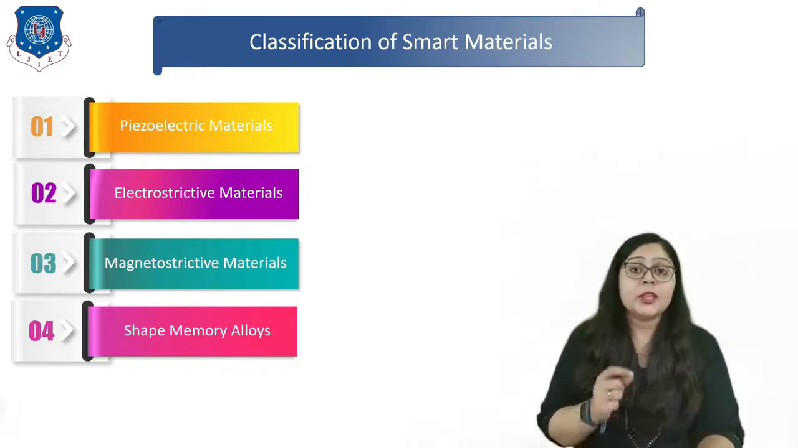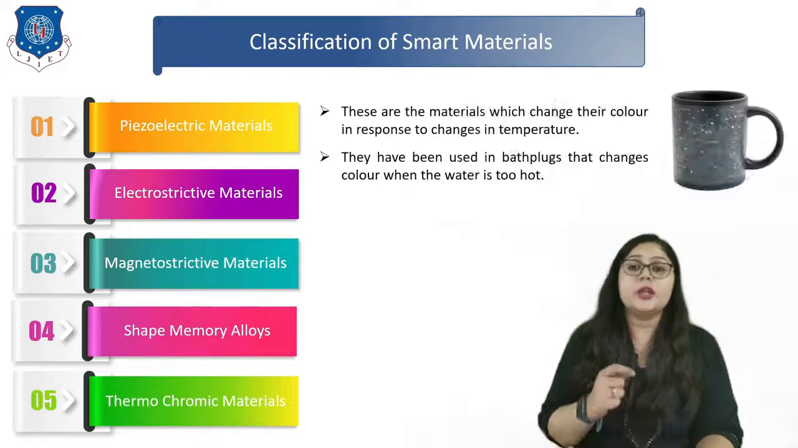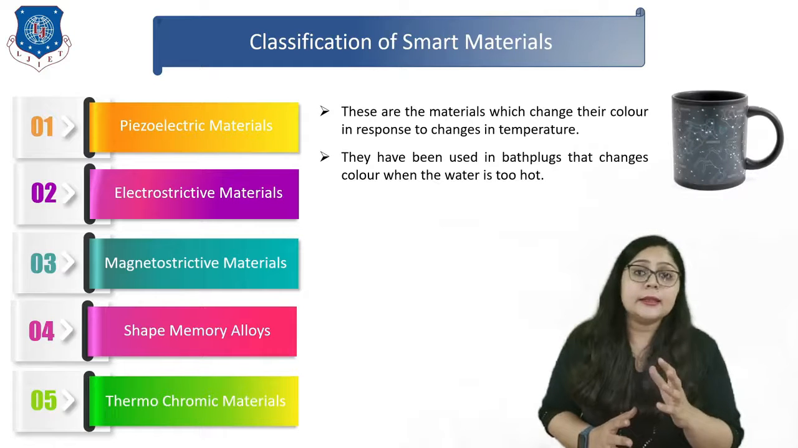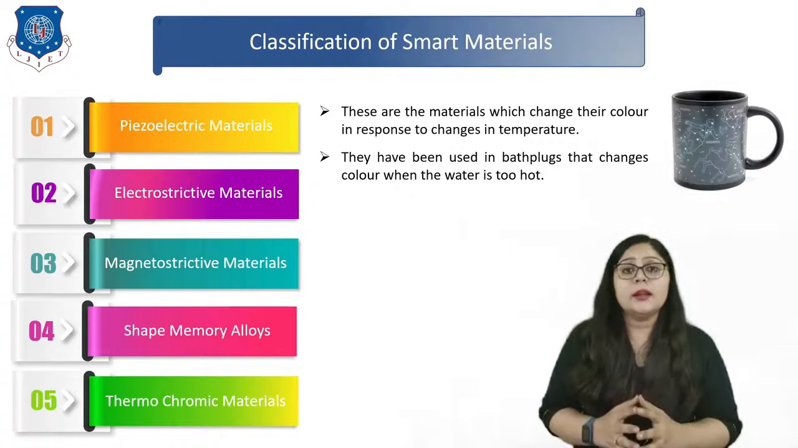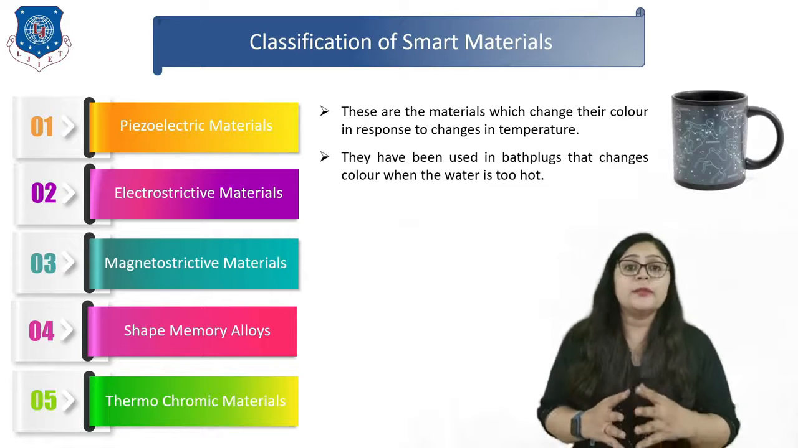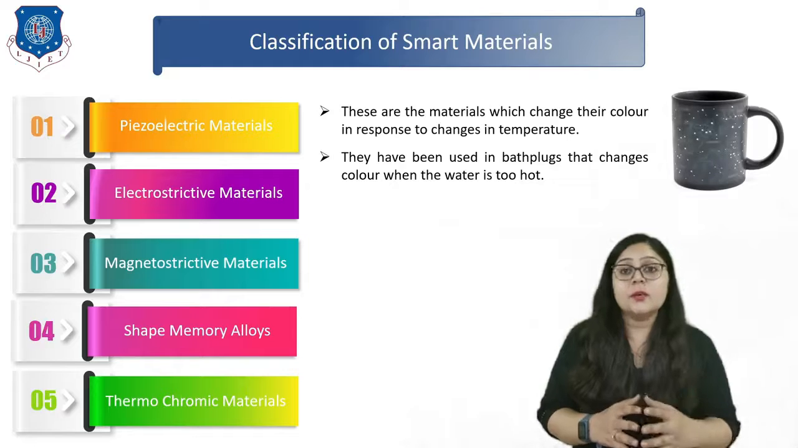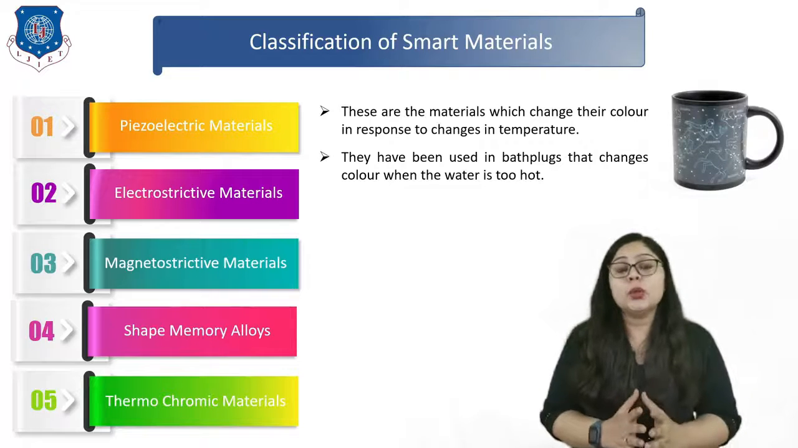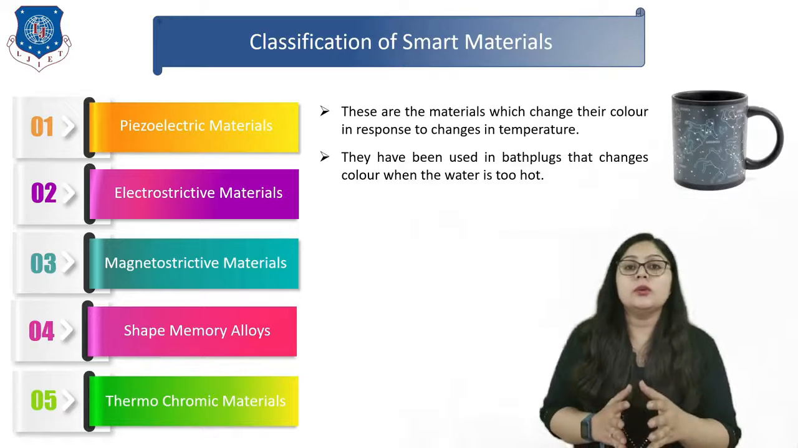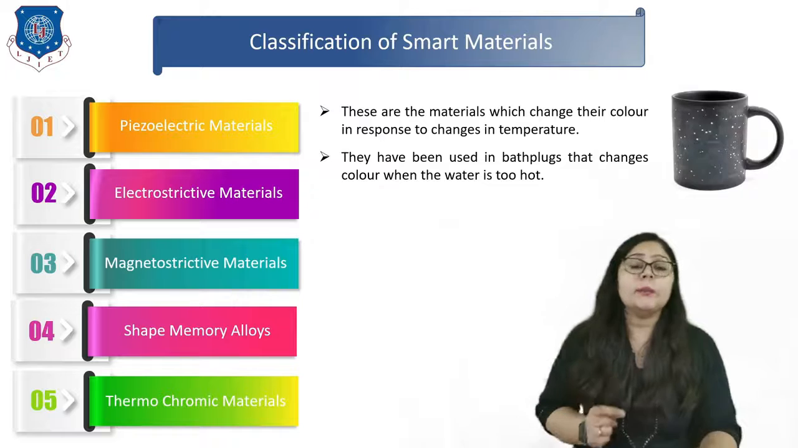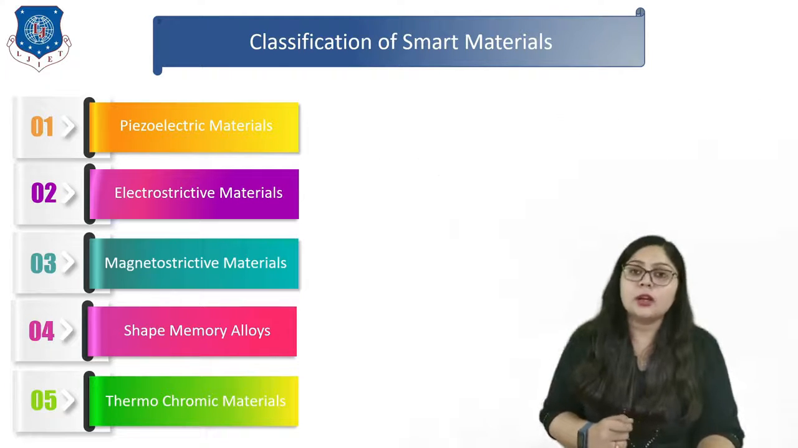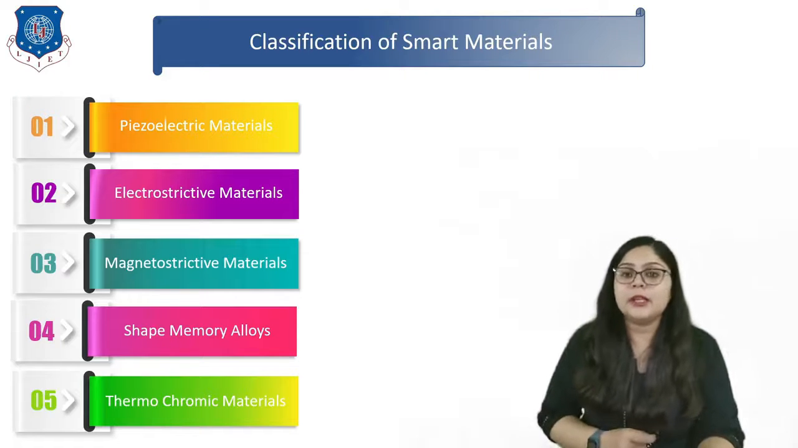memory alloy. Now let us understand the last one, which is thermochromic material. As you can see on the screen, these are materials which change their color in response to a change in temperature, right? They have been used in bath plugs that change color when the bath is too hot, which is a very good concept for children who don't know whether the water is cold or hot, right? So these are materials that we can wisely use to make our life better, right? So that's all for the classification of smart materials.